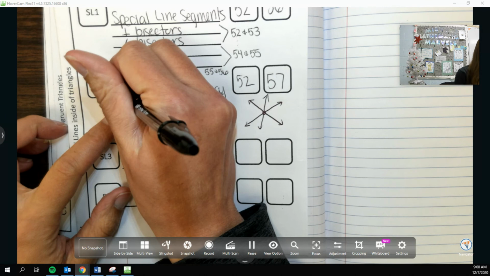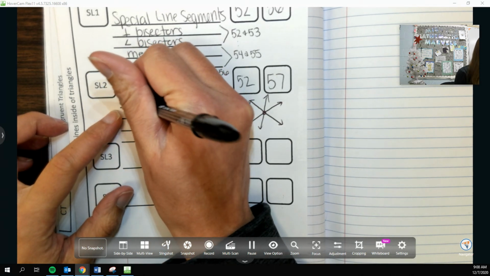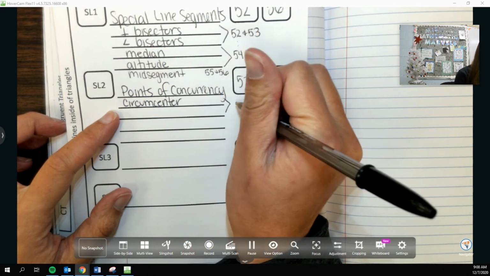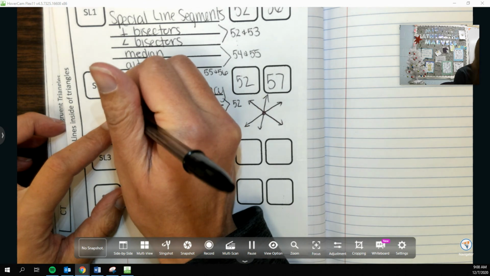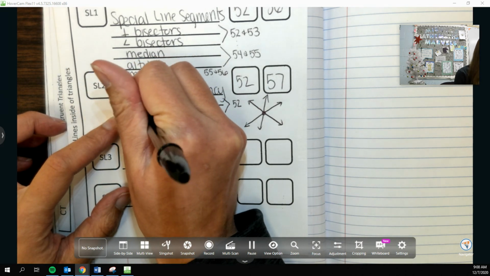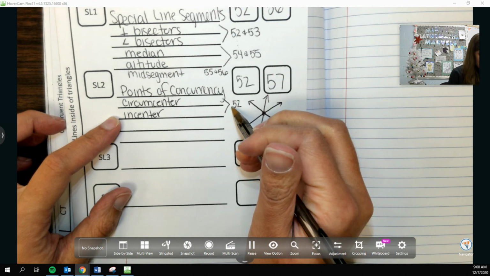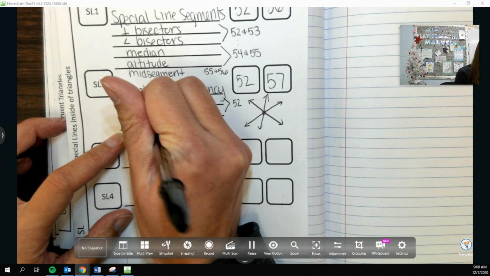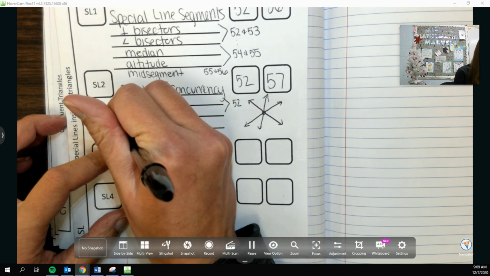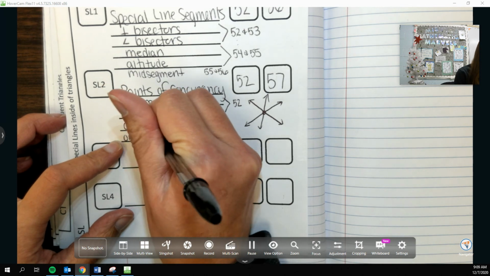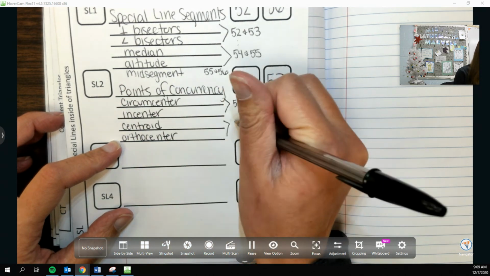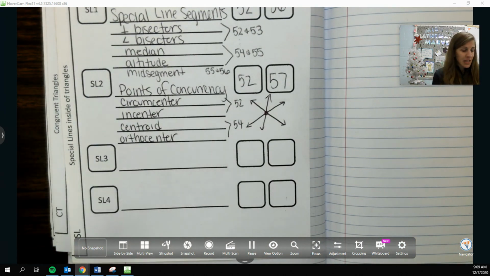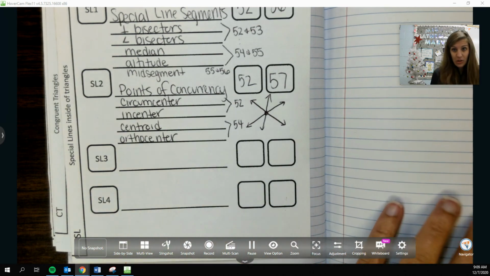And one of the ones we're going to talk about some more today is circumcenter. And that one is on 52. Also, the incenter is on 52. And so we're going to go fill those out. Then we had our centroid and our orthocenter. And those are going to both be on 54. Now, on 57, that's where we're going to do some practice, although probably not in this video. So that's kind of the plan. We're going to do 52 and 54.